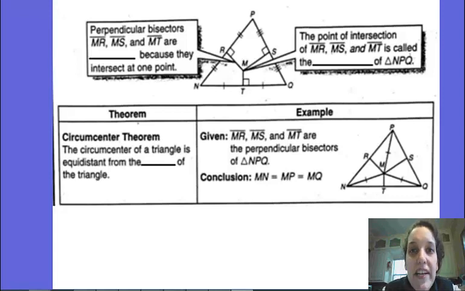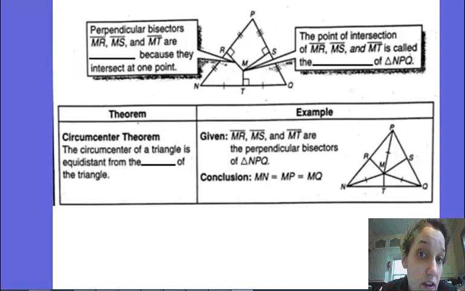Now we're going to apply perpendicular bisectors to triangles. A triangle has 3 sides, so you're going to have a perpendicular bisector for every side of the triangle. Remember, there are 2 things that we look for when we're trying to identify whether or not something is a perpendicular bisector. We have to find our right angle box that tells us it's perpendicular, and we have to look for our tick marks that tell us it's the bisector.